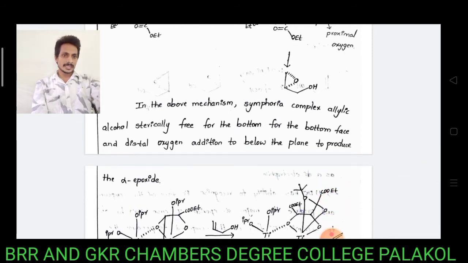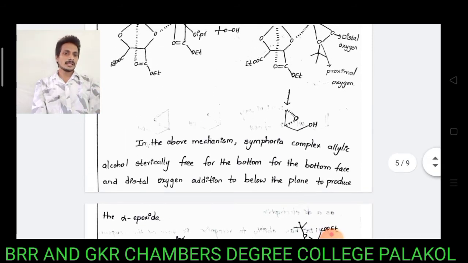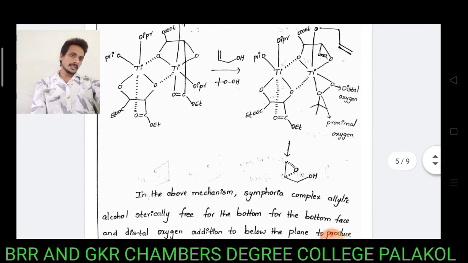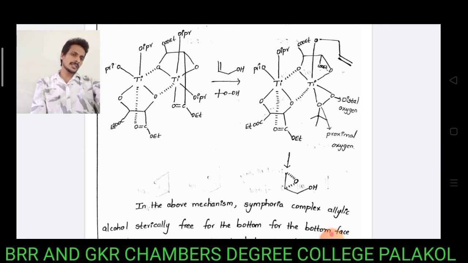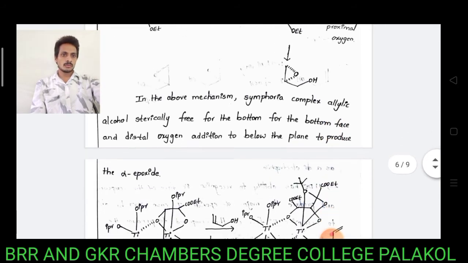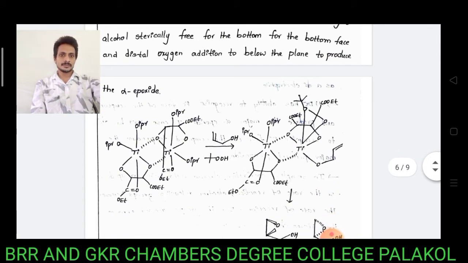I repeat once again. In the above mechanism, the complex shows that the allylic alcohol is sterically free. The distal oxygen is present below the plane, nearer to the stereocenter, and undergoes oxidation reactions to form alpha epoxides.